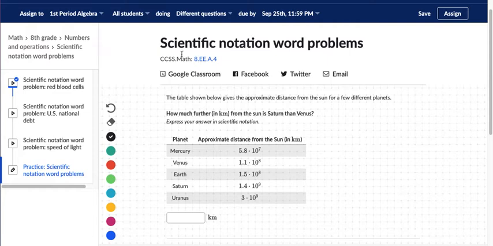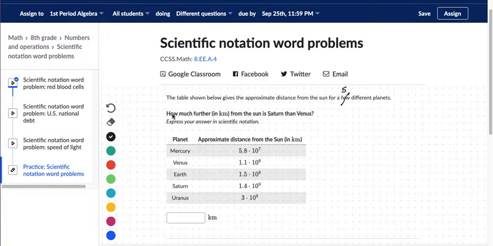Scientific notation word problems. The word problems are the fun ones, right? The table shown below gives the approximate distance from the sun to a few different planets. How much farther, or further, I guess it's further, how much further in kilometers from the sun is Saturn than Venus? Okay, so these are all the different distances from the sun to those planets.